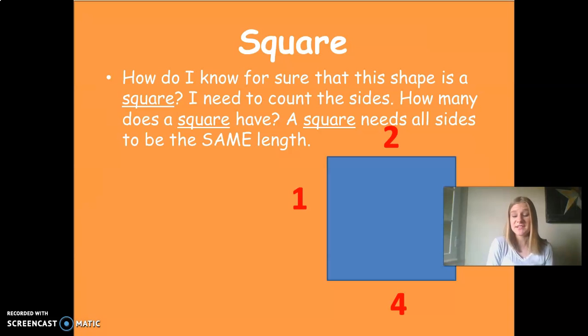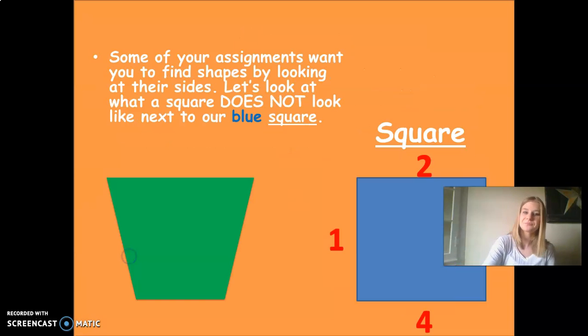And scholars, there's something special about a square. It does have 4 sides, but all of the sides on a square are going to be the same length. That's what makes a square special. So don't confuse this with a rectangle because we'll talk about what makes a rectangle special soon.